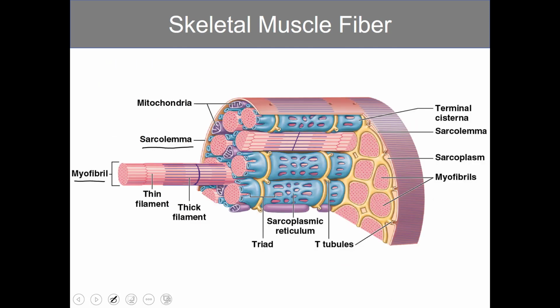Bundles of myofibrils. We can see 1, 2, 3, 4, 5, 6, 7, 8, 9 on this side, and of course there's a whole bunch over here as well. But these myofibrils are just bundles of these thin filaments that are predominantly actin and these thick filaments which are predominantly myosin. Then we have surrounding each of these myofibrils networks of the sarcoplasmic reticulum here in blue.